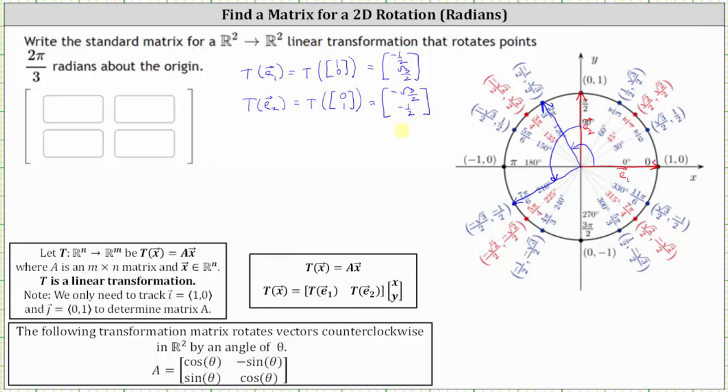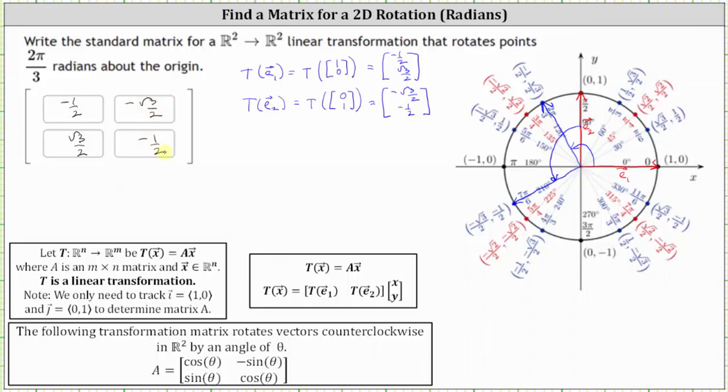This is the information we need to find the transformation matrix or standard matrix for this linear transformation. Again, the first column is a transformation of the vector E sub 1, which is negative 1/2, square root 3 divided by 2. And the second column is a transformation of the vector E sub 2, which is negative square root 3 divided by 2, negative 1/2.